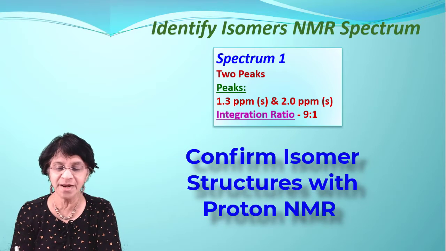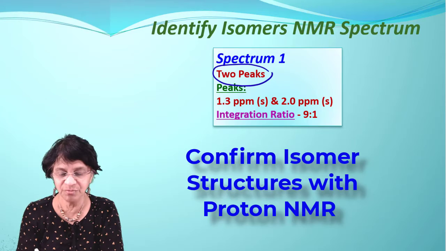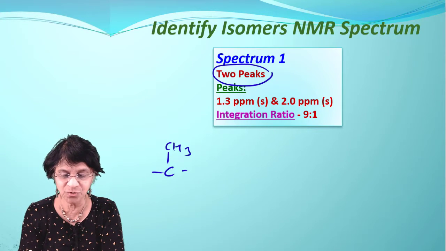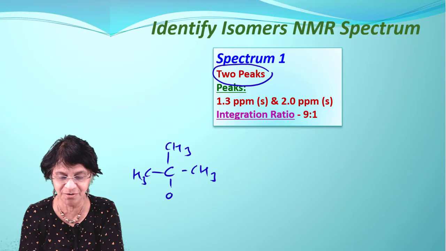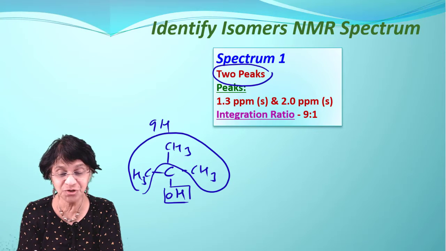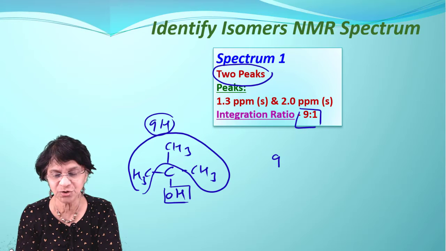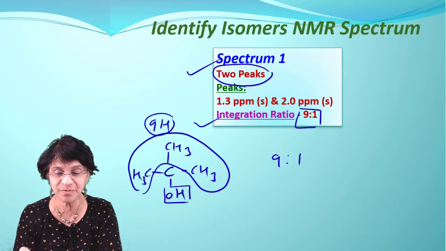So spectrum 1 has 2 peaks, and that was our compound D, which was giving 2 peaks. Let's write down the structure one more time so we know if everything is matching or not. And that was your OH group over here. So all these methyl groups correspond to 9 protons, 9 hydrogens, and OH is 1. So that matches with the integration ratio of 9 to 1. So we are good with this. We are good with 2 peaks.